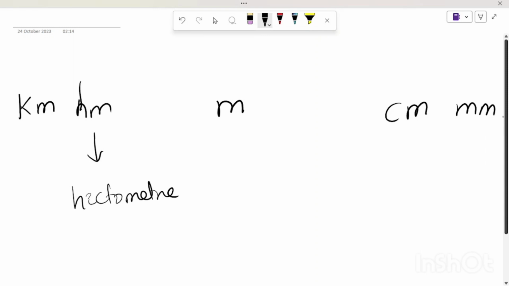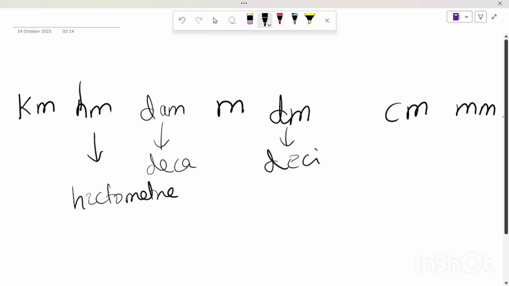Now, similarly, on both sides of meter, we are going to write units which start with D. Here we are going to write decimeter, and between these two we are going to write decameter. This is deca and this is deci. Are you able to understand what we are doing? Now we are going to understand the conversion of these units.